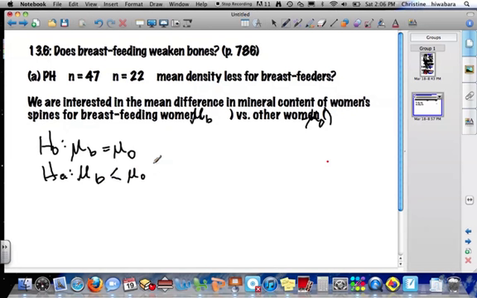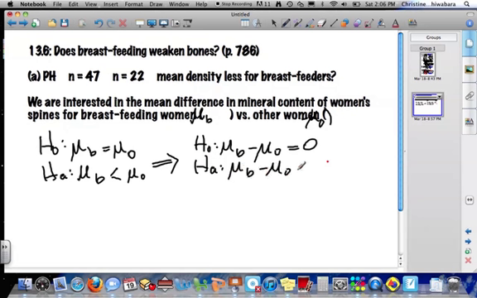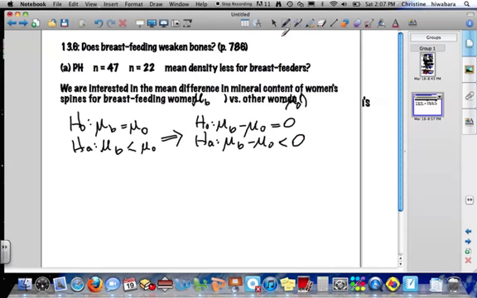All right. And then I told you guys that for the AP exam, you want to rewrite this like this. We have mu of B minus mu of O equals 0, and an alternative hypothesis that mu of B minus mu of O is less than 0. Okay? So that is the end of that question.